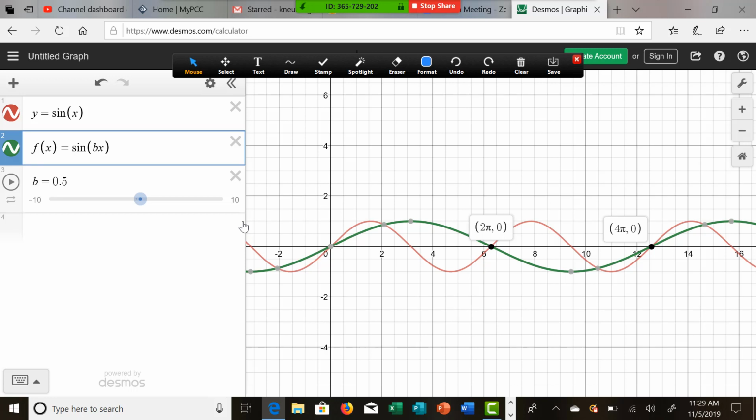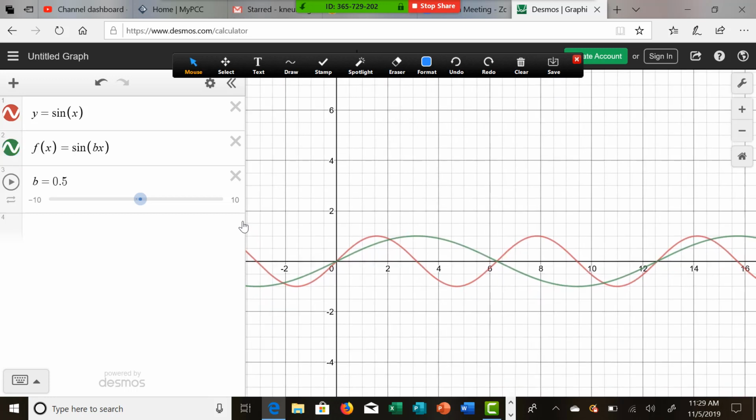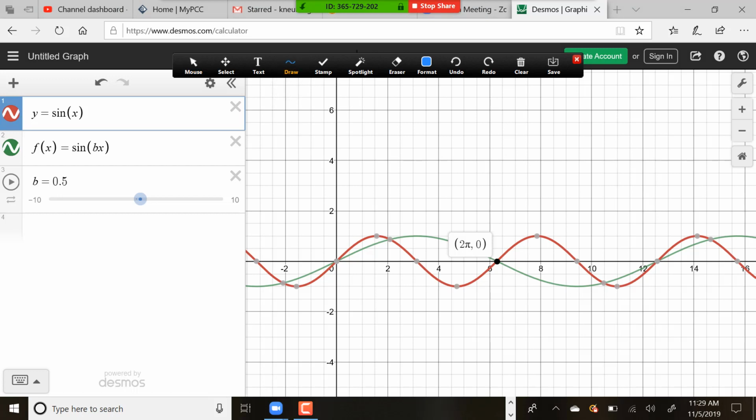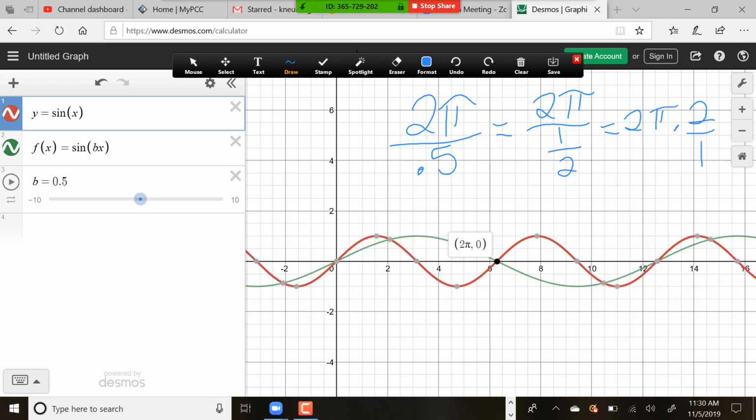Notice before, when we were compressing things in, we were able to take that x-coordinate that we had here, which was 2 pi, and divide it by our b. Let's see if that still works for us. So 2 pi divided by 0.5, isn't that the same thing as 2 pi divided by 1/2? And when you divide by fractions, you flip and multiply. So that's 2 pi times 2 over 1, which means that's the same thing as 4 pi.